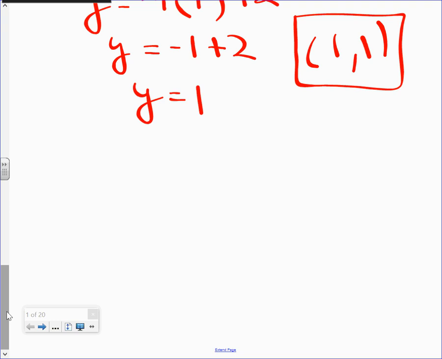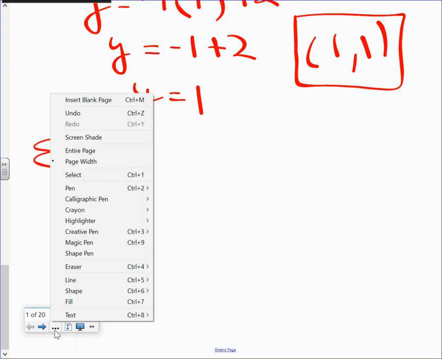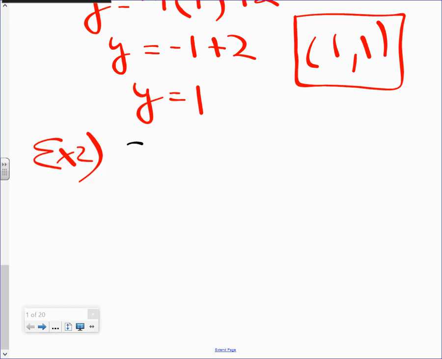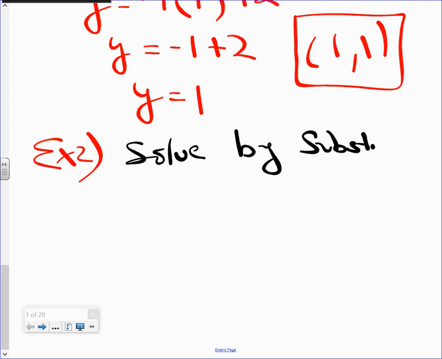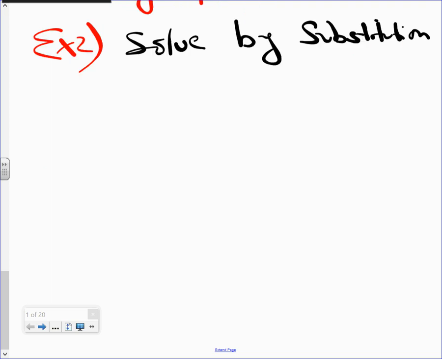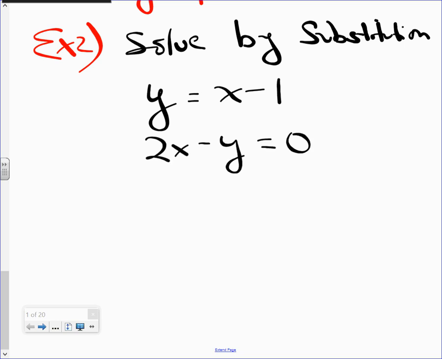Here's example 2. Let's do it. Ready? Example 2, let's solve by substitution. Here we go. Here's the first equation of the system. Y equals x minus 1. And the second equation, Rios, stay here. 2x minus y equals 0.